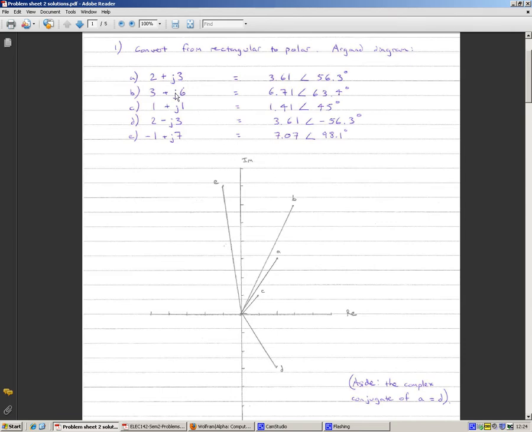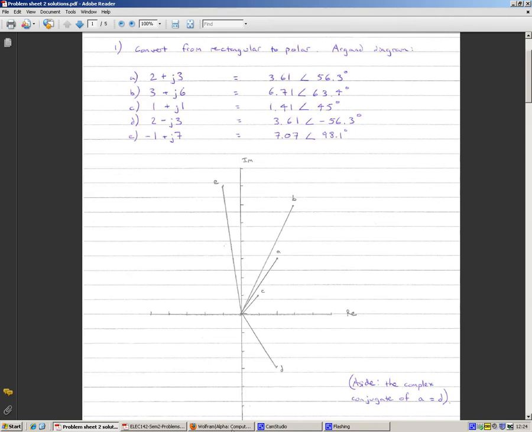So here are our answers. If you do 2 plus J3, it's equal in polar form to 3.61 at an angle of 56.3. And then I've just plotted the graph down here. What I've actually done is I've plotted them all on the same graph. There's a couple of different ways you can look at this.